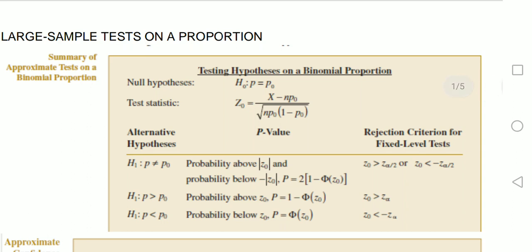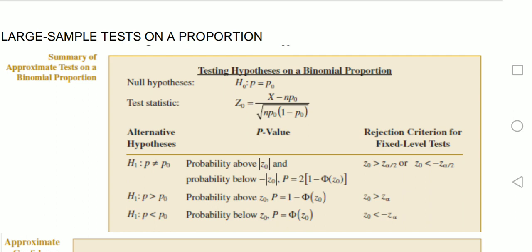Hi students, today we see testing about proportion under binomial distribution. Already we know about binomial distribution. Out of n trials, we need x successes. This situation follows binomial distribution. So out of n trials, x successes, that is x divided by n. That one is called proportion. So here we have to test that proportion.